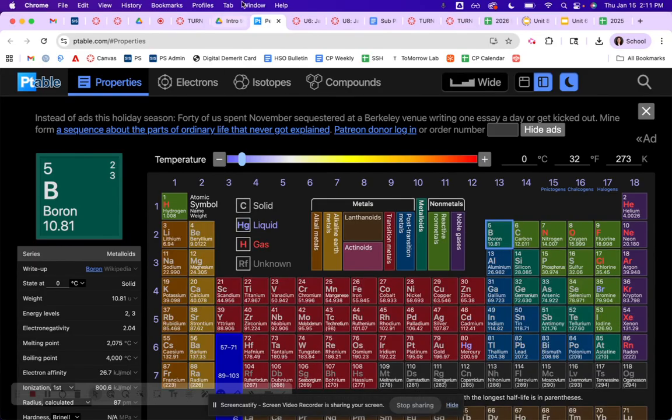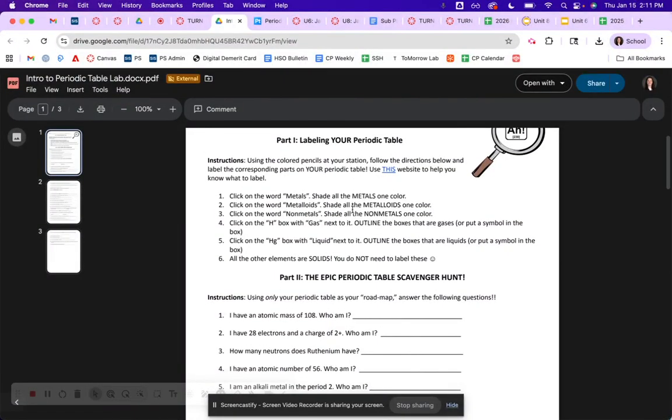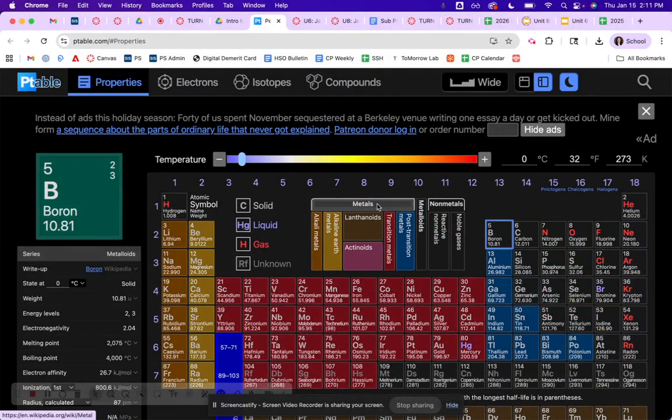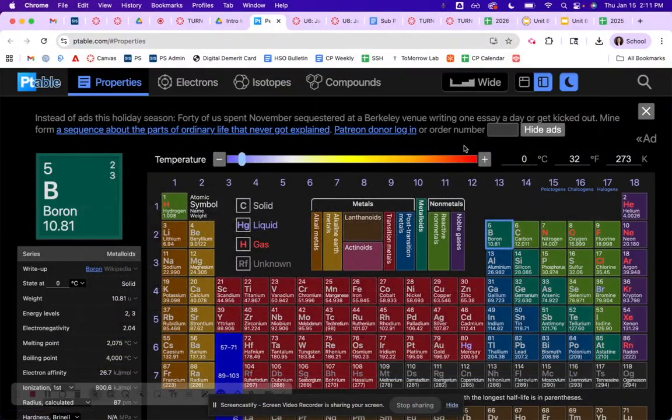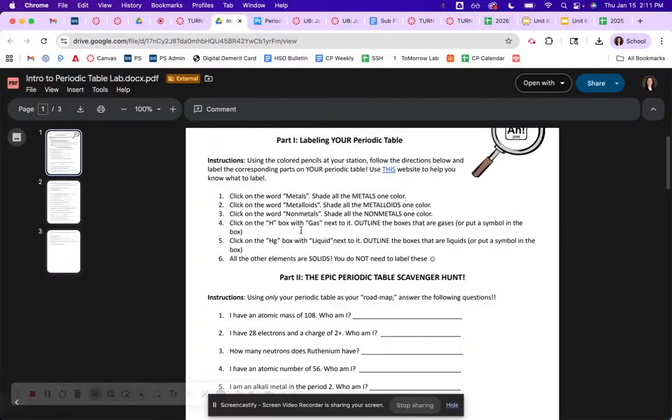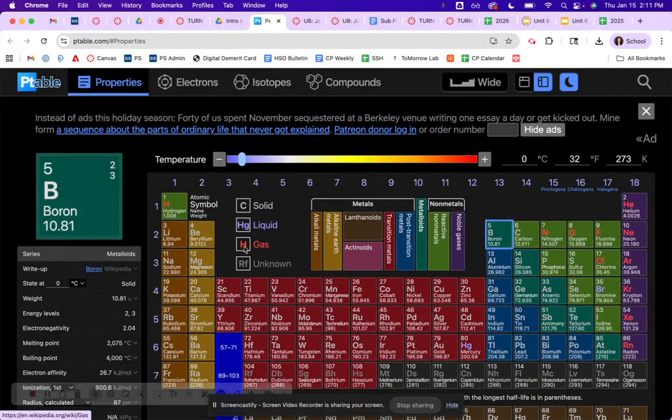And solids. What you're going to do is click on the word metals. So we're going to click right here, metals. And then hover. You're going to find a color using your colored pencils. They will be available in the front of the room, and you are going to color in, picking out your shade for your metals. You'll do the same for metalloids, nonmetals, and then you'll click on the H box. Now the H box is for gas.